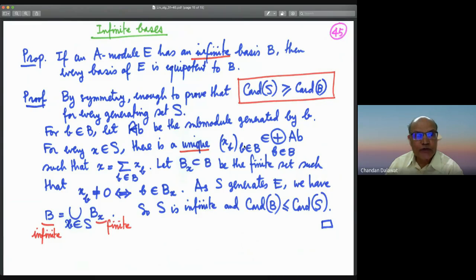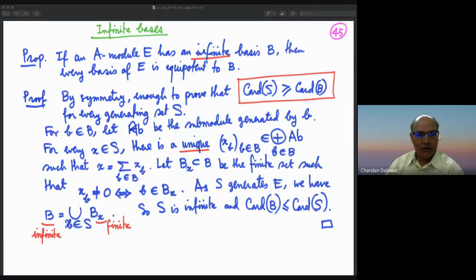And here's a small proof. By symmetry, it's enough to prove that if I have a generating family S, then its cardinality is at least that of the basis B. And here is how you prove it. Well, it's more or less straightforward, so I leave it to you to read on your own. Let's finish the session today by asking if people have any questions.